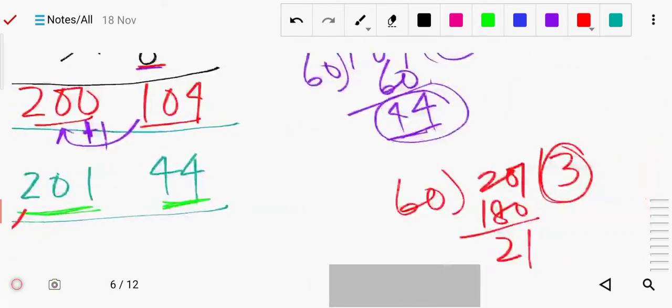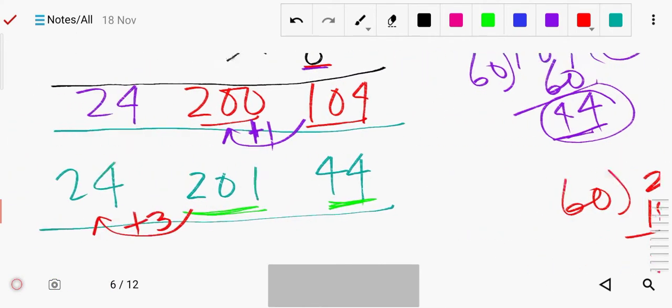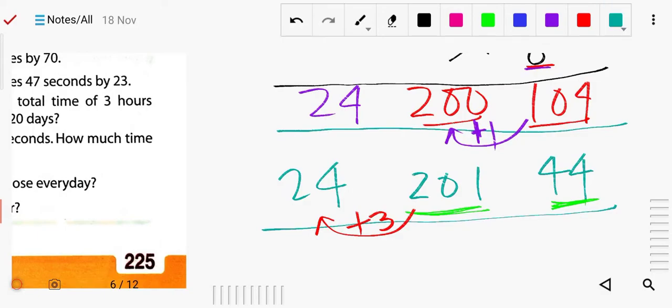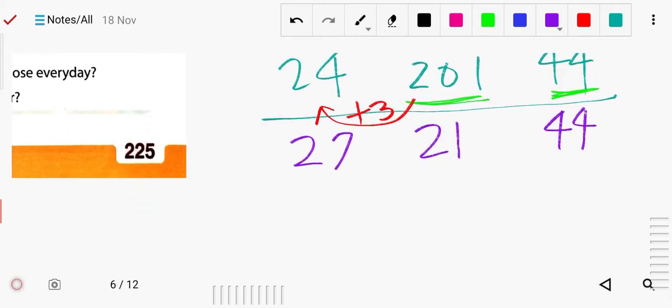Now here, what is the remainder? 21. So you just write here 21, and same, you write down this 44. Now 23 plus 4, 27. Okay, now here it is 27 day 21 minute and 44 second.